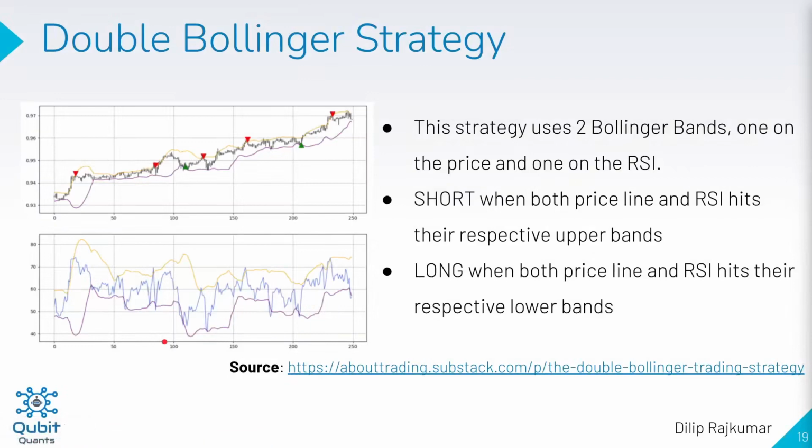For testing our algo trading bot's infrastructure and verifying its proper functionality, we picked this toy strategy called the Double Bollinger Band Strategy, which uses two sets of Bollinger Bands, one on the closing price and another on the RSI on the same time frame. And as is typical with all Bollinger Band strategies, we short the instrument when both the price and the RSI hit their respective upper Bollinger Bands. And likewise, we go long when both the price and the RSI hit their respective lower Bollinger Bands.